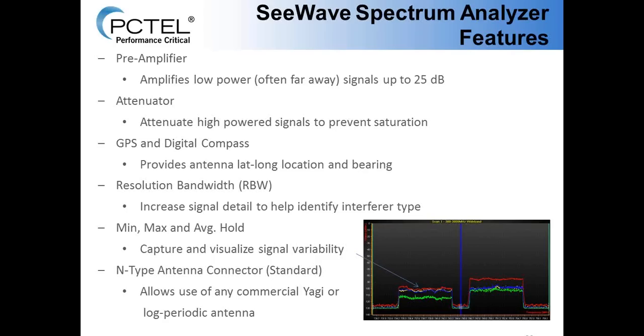The last and important thing is that we have an N-type connector on the handheld host platform. The benefit of that is you can not only use the antenna that is provided by PCTEL, which is the log periodic or Yagi antenna, but you can get any off-the-shelf antenna. So if you are doing very narrow band interference hunting for a particular band of frequencies, you can pick up an off-the-shelf antenna for that frequency and start doing your interference hunting with that, because it can connect easily to the PCTEL Seawave system through the N-type antenna connector.